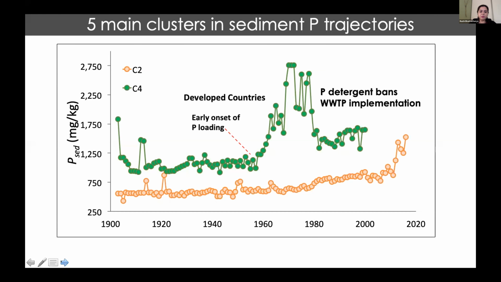implementation. But when you compare that with the orange line, which represents lakes located in transit countries or developing countries, they had a relatively lower or later onset of phosphorus loading, but there was a ramp up in the amount of phosphorus concentration in these lakes and accumulation post 2000s, and it's increasing as we speak.